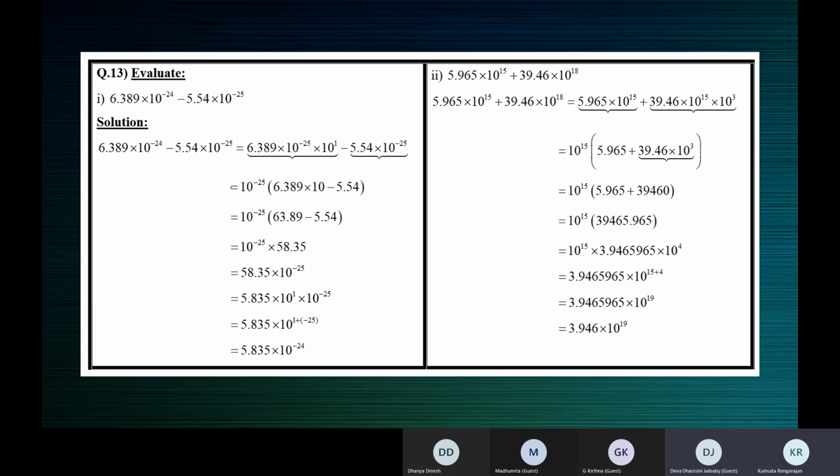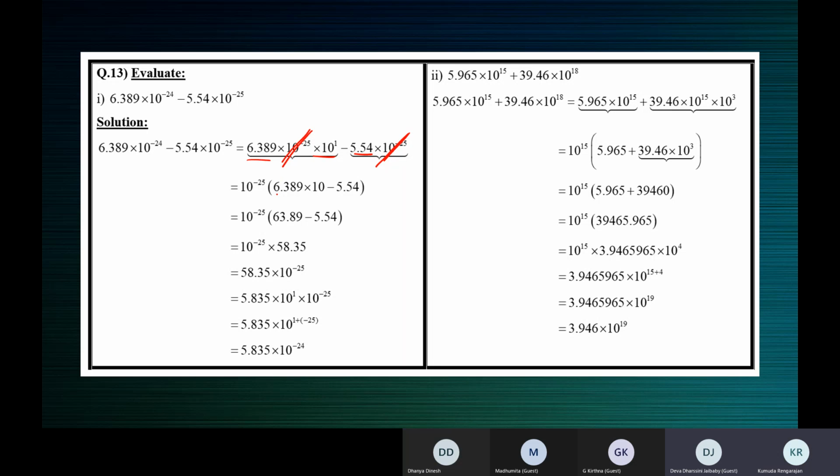Is the second step understood? In the bracket, these two will not come. This one and this one are outside as common. The remaining you should write in the bracket. So you can see that this one and this one are in the bracket. Yes or no, children?